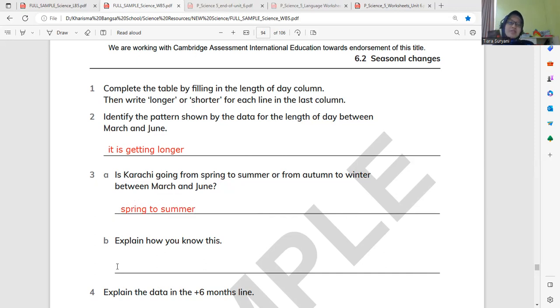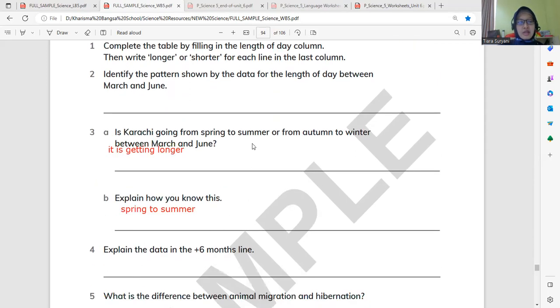Explain how you know this. Because yes, the day is getting longer. It means that it's getting hotter as well, and it's not possible if it's going to be winter. And then explain the data in plus 6 month line.